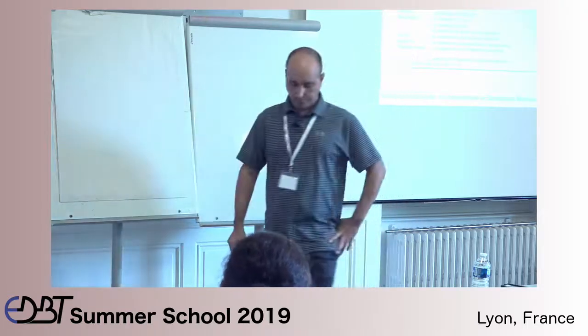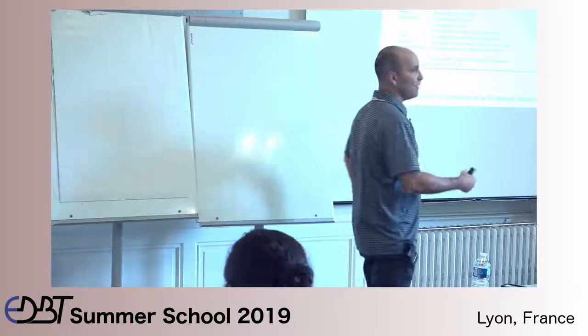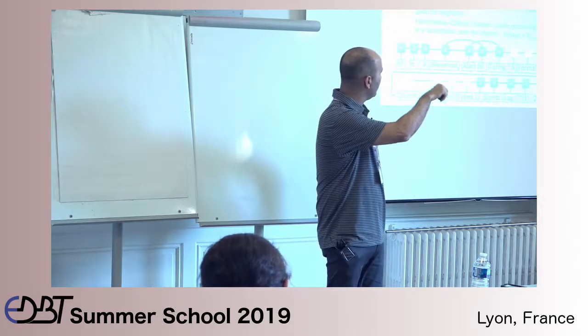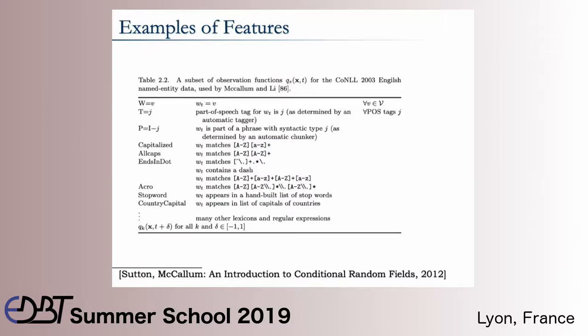So now, going back to, what are the features? What are the additional items that are involved here in this graph, not just the labels and the text that you see? Well, there are the features. And we can see, this is taken from the book of Sutton and McCallum on CRFs, conditional random fields.